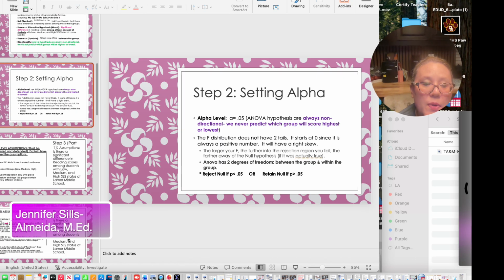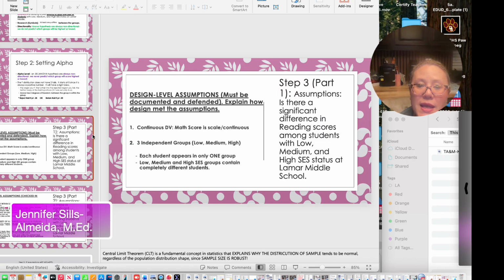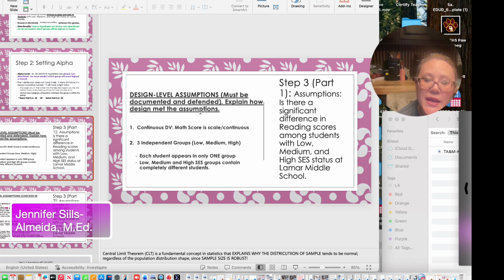So let's go to step 3. What this involves is looking at the different assumptions that we have to make sure we check. Number 1 is design-level assumptions. Whenever you're doing research, you have to look at how your design is. For this one, we know that the reading scores are a scaled continuous dependent variable. So that's 1. Is it met? Yes, we do have a dependent variable. Number 2 is 3 independent groups.